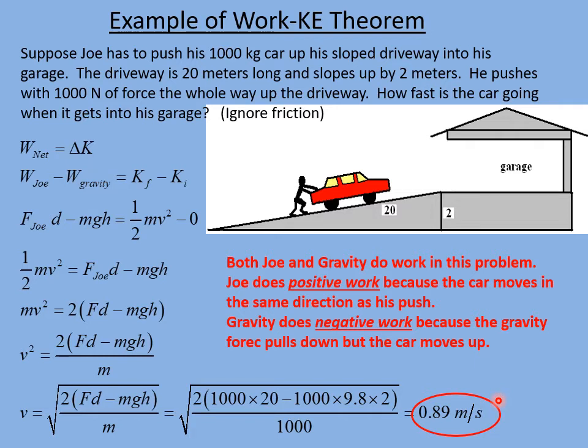Just a note here. So what's happened? This problem is a little different because we have two different forces that are doing work. One was doing positive work and the other negative. And so one of the tricky things of this problem is to remember that the gravitational work done, mgh, we have to make sure that is counted as negative because that works against the car.